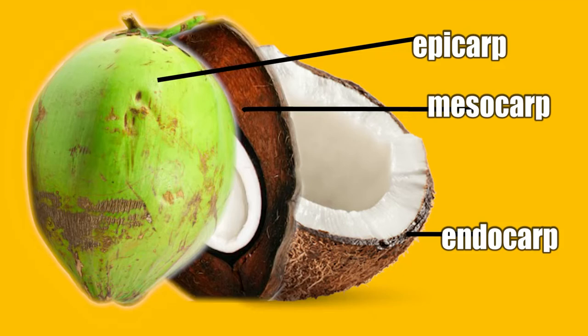So these three layers, the outer epicarp, which is the green part of the coconut, the middle mesocarp, which is the fibrous part, and the hard endocarp, which we need to use a hard object to break, are the three layers that make up the pericarp. Remember, the outer epicarp, the middle mesocarp, and the inner endocarp make up the pericarp. Now, within the pericarp, we have the seed.